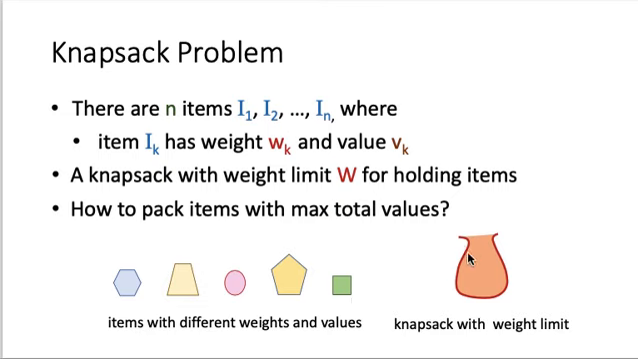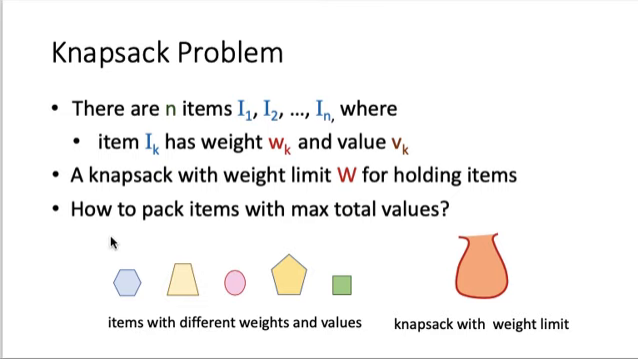And somehow we have a knapsack, a backpack. This knapsack has a weight limit. So the weight limit, let's call it big W. So we can put items inside this knapsack, but then we will require that the total weight of the items that we put inside the knapsack cannot be over this limit, must be smaller than or equal to this W.